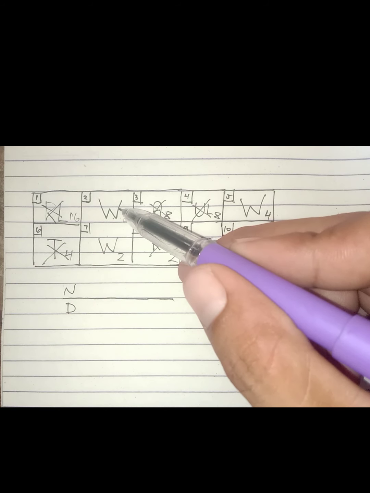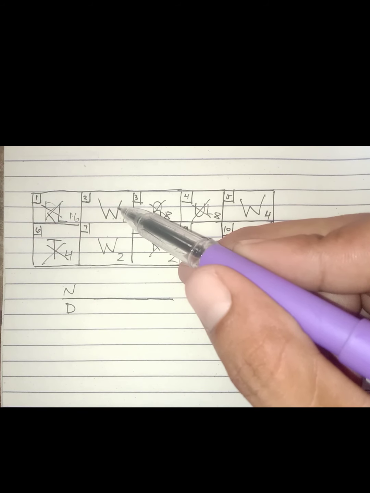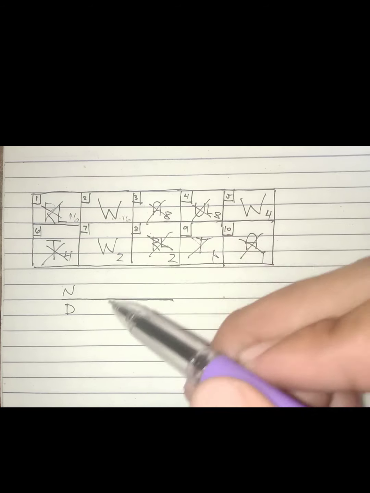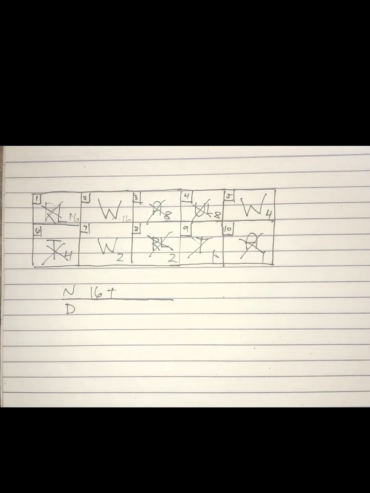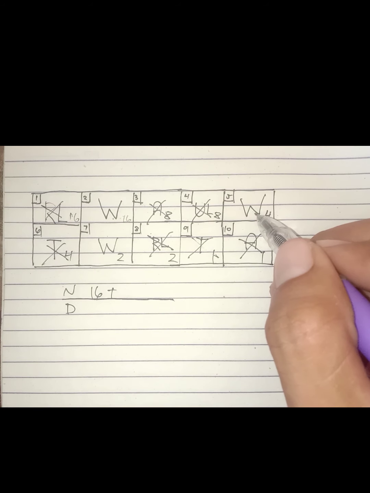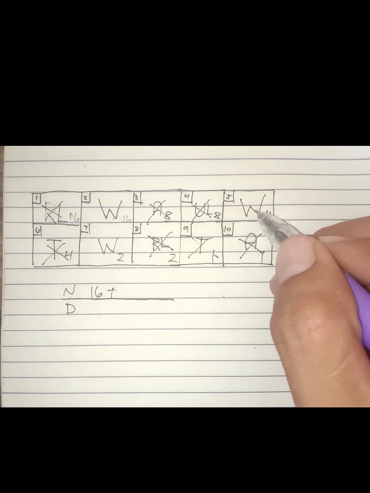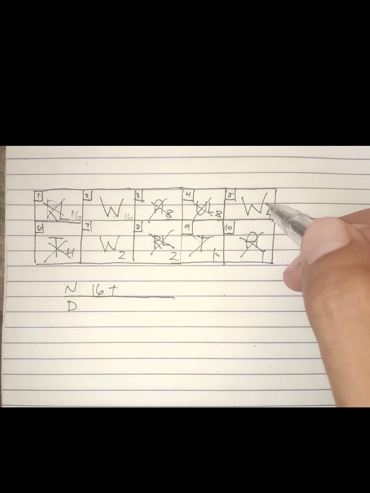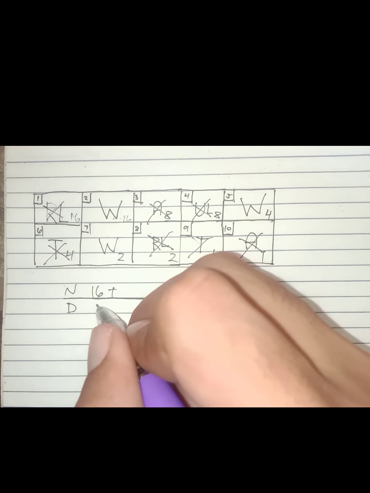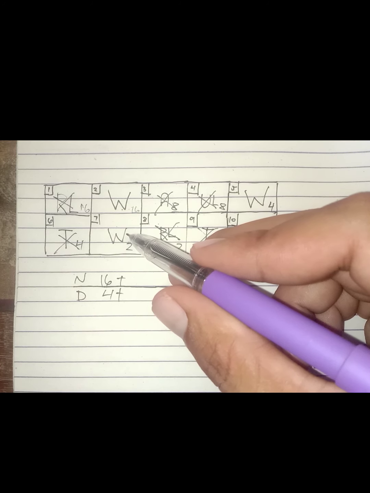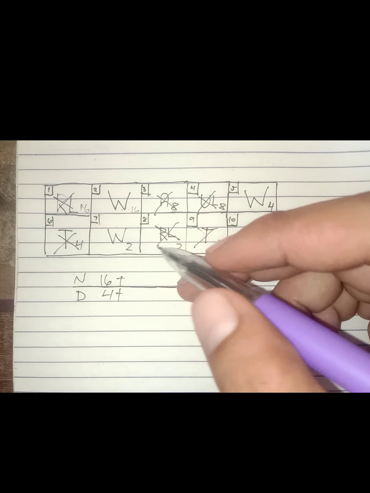Finger number 2 is a whorl type and has a numerical value of 16. 2 is an even number, so we will put it in the numerator. 16. Finger number 5 is a whorl type and has a numerical value of 4. 5 is an odd number, so we will put it in the denominator. Finger number 7 is a whorl type and has a numerical value of 2. 7 is an odd number, so we will put it in the denominator.